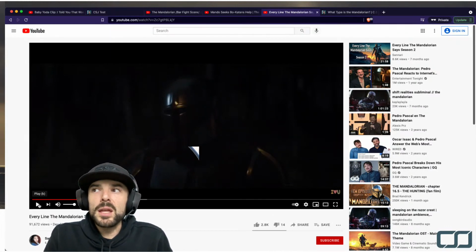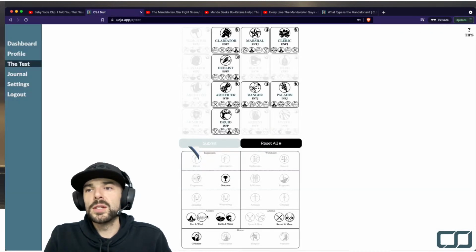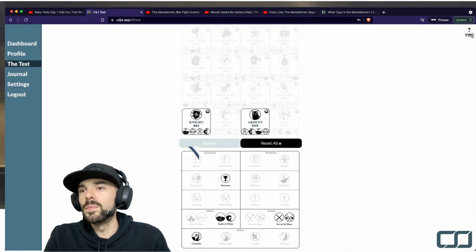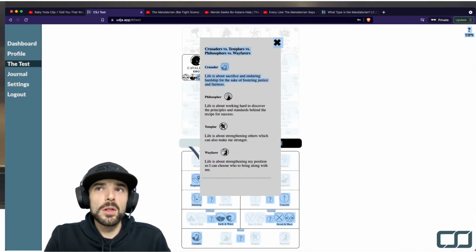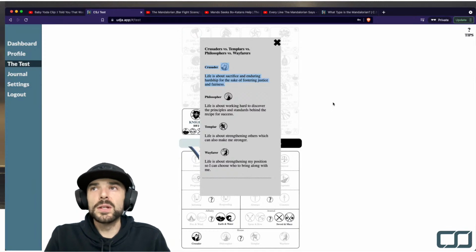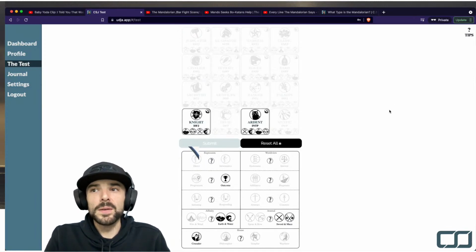And this right here is important because if you go to the UCHA test, for example, and turn on the tips button here, look at the definition for Crusader. It says, life is about sacrifice and enduring hardship for the sake of fostering justice and fairness. And that line right there is literally all about being a Crusader. So there's just more evidence of him being a Crusader.